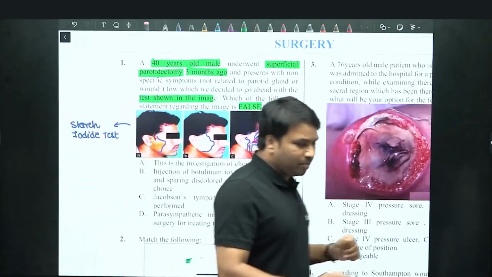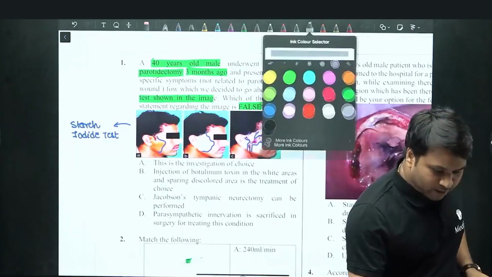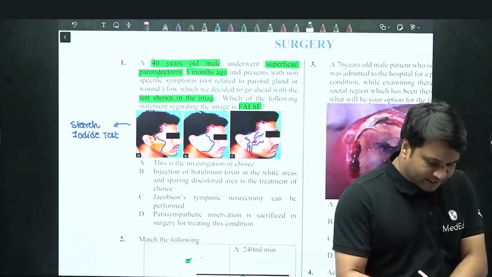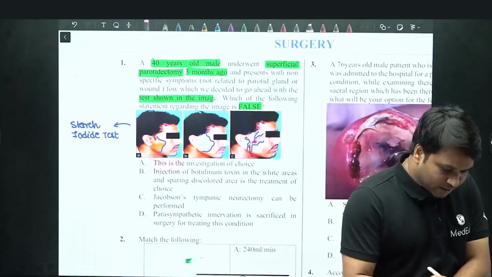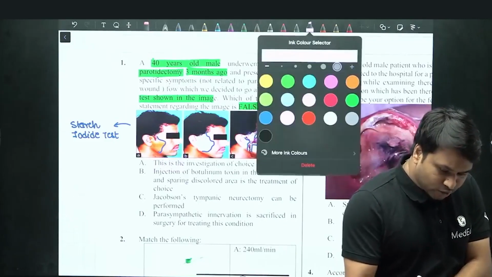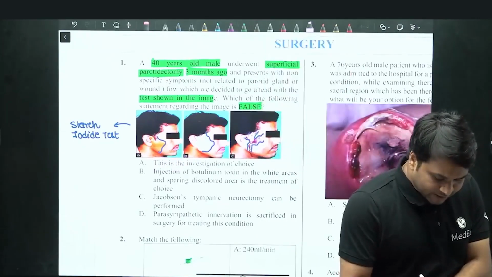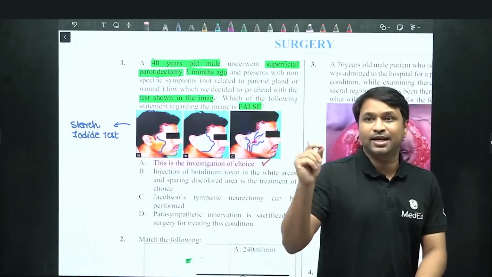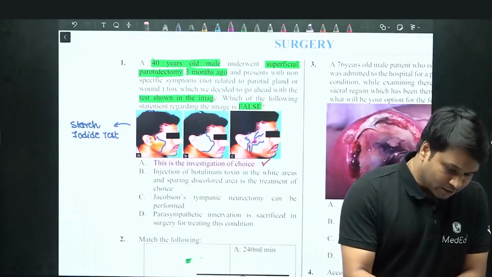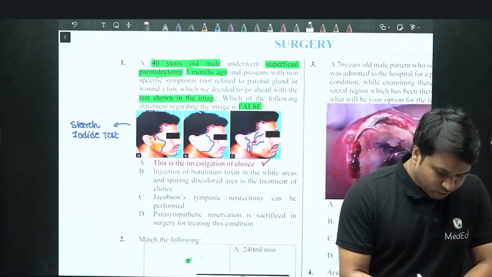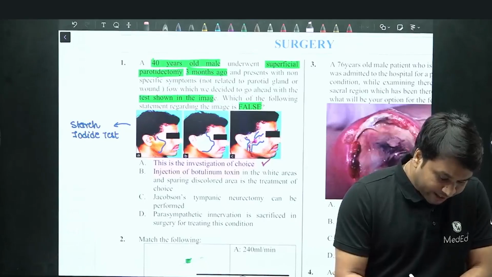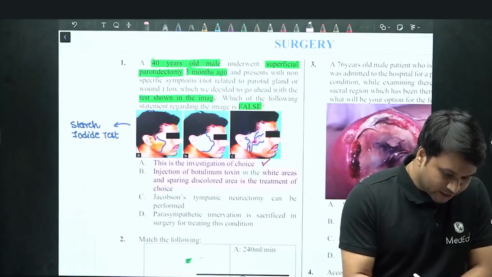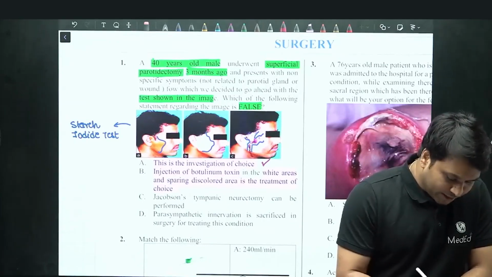The statement number 1 is telling you that this is the investigation of choice. Is it the investigation of choice or not? You will be a better person to tell me. The answer is correct. Starch iodide test is the investigation of choice. Option number 2. Injections of botulinum toxin in the white areas and sparing the discolored area is the treatment of choice. This is absolutely wrong.